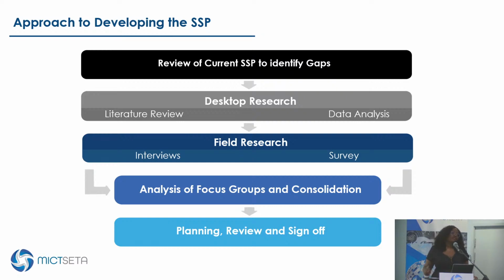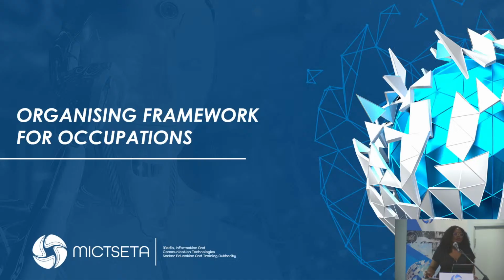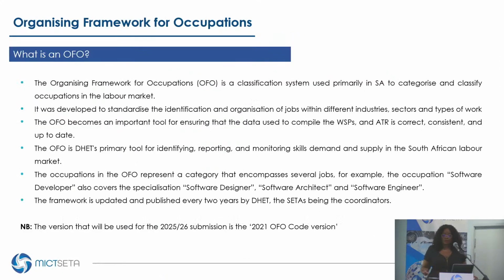So in terms of that data we get from the WSPATR, we're actually able to also map the qualification levels from NQF lowest to highest. We can tell you how many people in the sector are at that level. So that is in terms of using the OFO. You're aware of what the OFO is, which is the Organizing Framework for Occupations. It's a classification system used primarily in South Africa. We actually adopted it from New Zealand and Australia to classify occupations in the labor market.